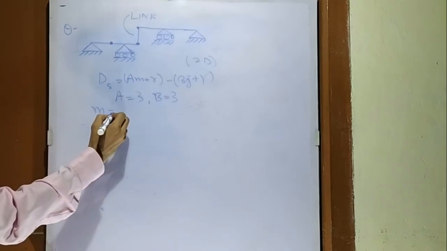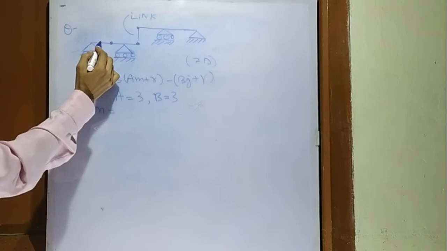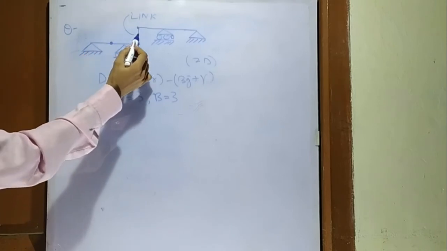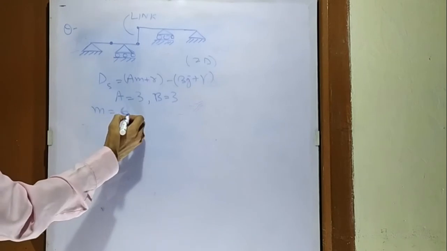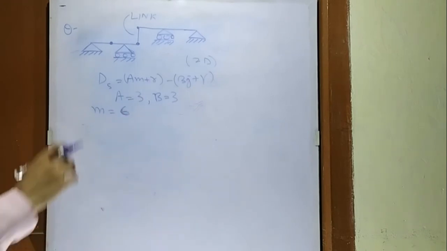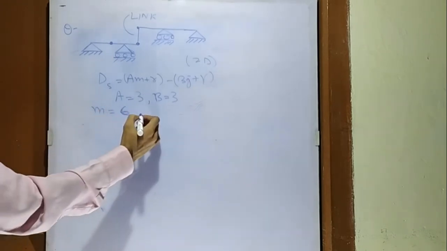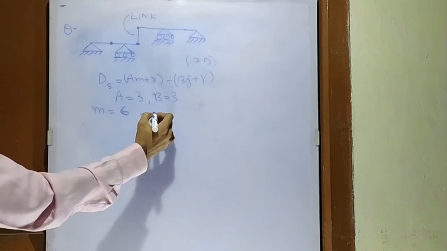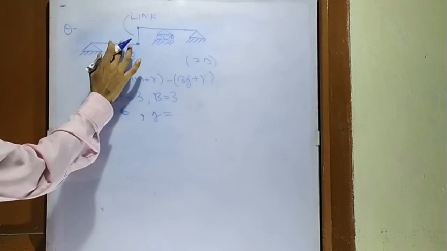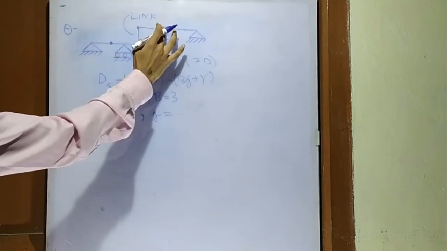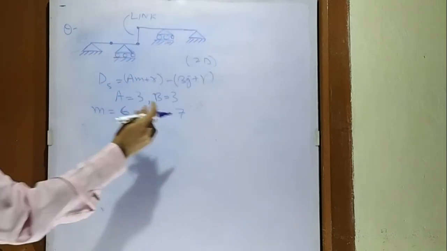Now what is the value of m? The number of members we can count very easily: 1, 2, 3, 4, 5, 6. The number of members m is equal to 6. And what is the number of joints? The number of joints are 1, 2, 3, 4, 5, 6, 7. The number of joints is 7.